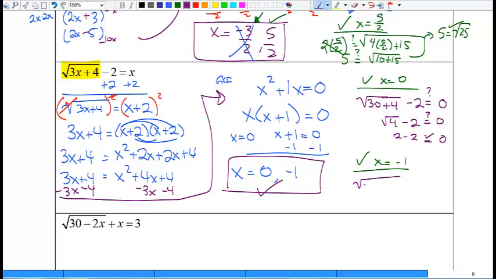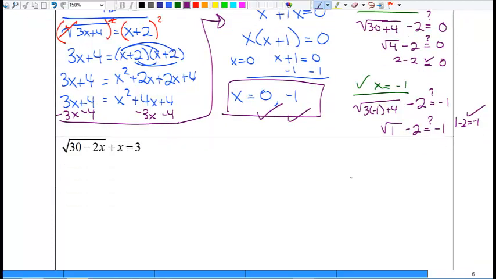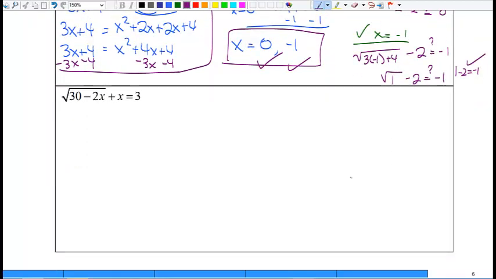How about the other one? 3 times negative 1 plus 4, then subtract 2 is supposed to be equal to negative 1. So that's negative 3 plus 4, that's 1, positive 1. The square root of 1 minus 2 is negative 1, supposedly. So 1 minus 2, is that negative 1? Yes, it is. They both work. So that was an example where the right-hand side had a binomial and I had to square it. Let's do one of those again, because that I find a little tricky whenever you have a binomial squared.